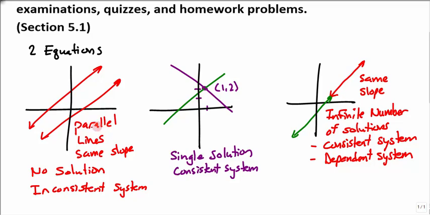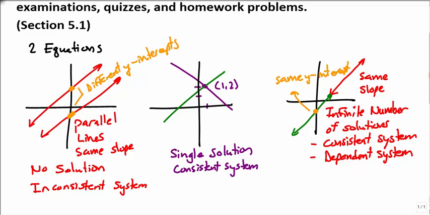We have parallel lines in two of the cases, but in one case they have the same y-intercept, so let's make note of that. Now if we were to extend the red line, it would overlap right over the green, whereas over here we have different y-intercepts. So visually this is what we're up to today.